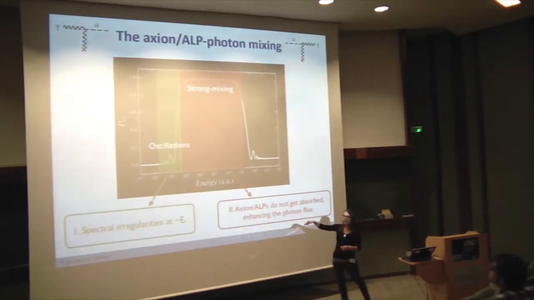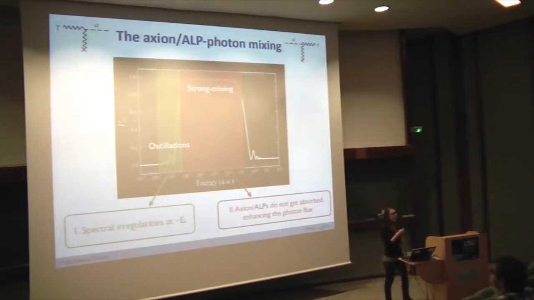On the one hand, you can look for spectral irregularities around the critical energies in the spectrum of high-energy sources. On the other hand, you can have a way to boost the flux of photons at several wavelengths, because axions or axion-like particles do not suffer from propagation effects, as is the case for high-energy gamma rays. We will see that in the following.